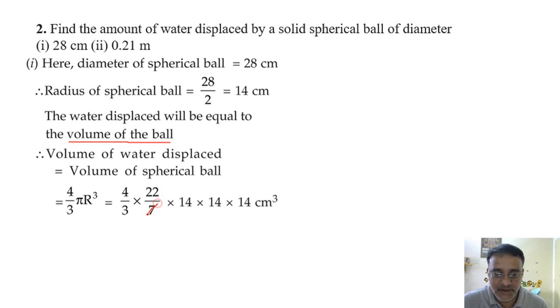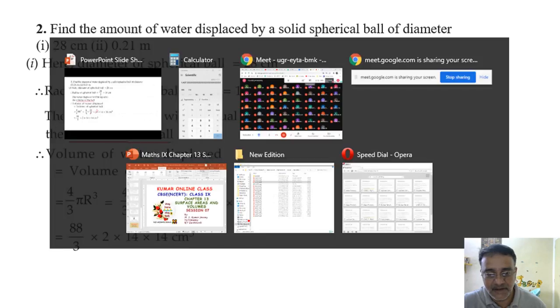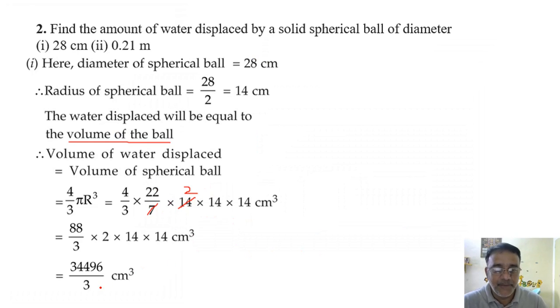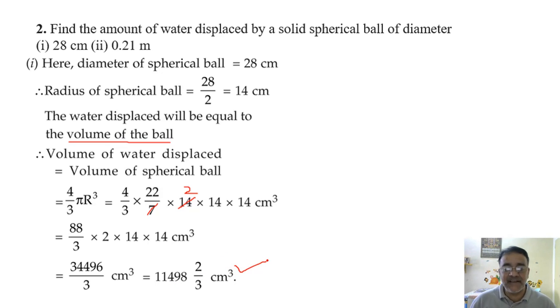Okay, so this will cancel. Nothing else cancels. So 4 into 22 into 2 into 14 into 14. So we'll get 88 into 196 into 2, that is 34,496 by 3. Again the answer will come as a mixed fraction: 11498 2 by 3 centimeter cube. Any doubt? Or 0.67 approximately. So this is the first bit.